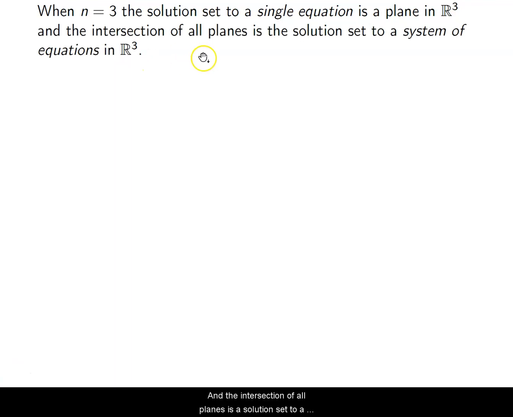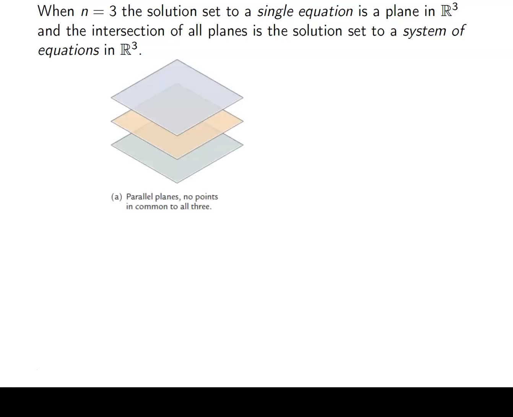And the intersection of all planes is a solution set to a system of equations in R3. Now this is a little bit harder to quantify because this can be a plane itself, it can be a line, or it can be a point. All right. So in this case, each of these equations represent a plane. So my 3 equations in 3 variables has no solution if they have no points in common. They're all parallel to each other. They're basically the same plane, okay?